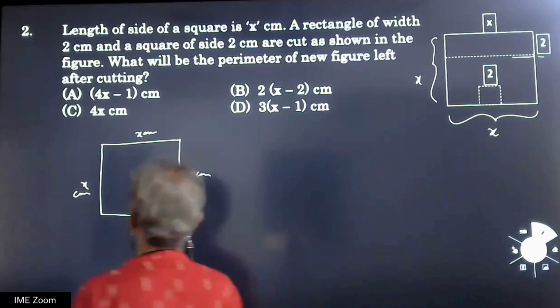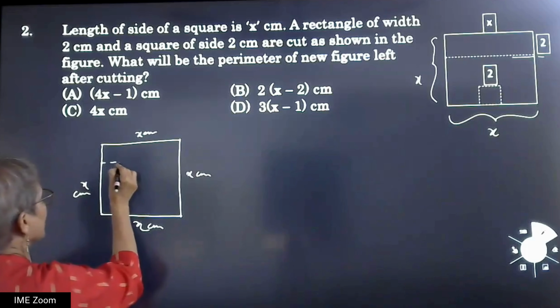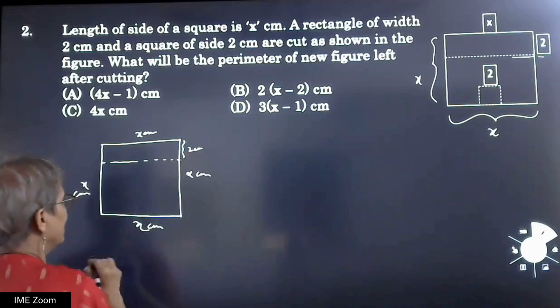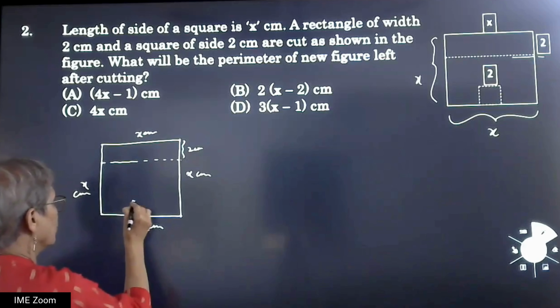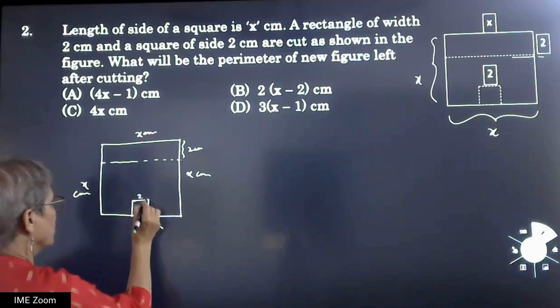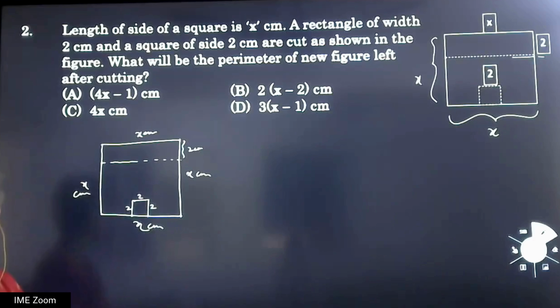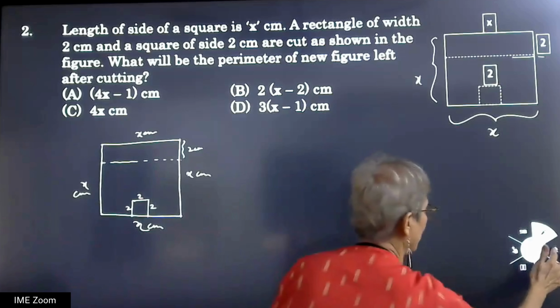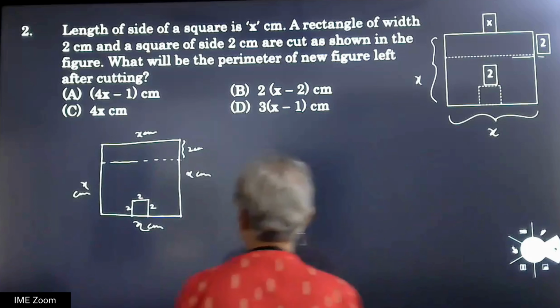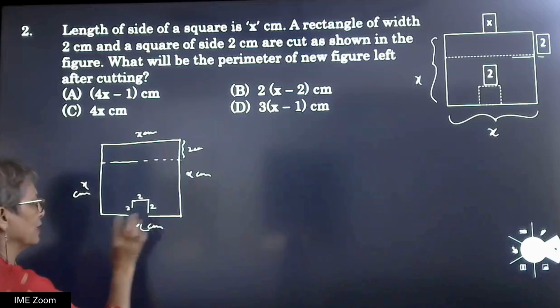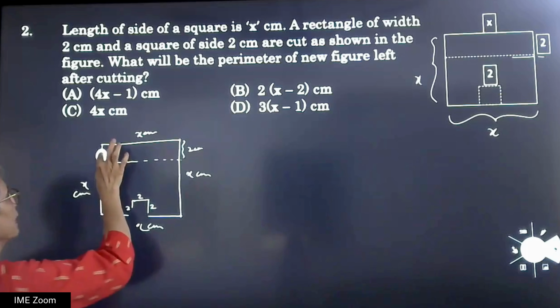So let us do like this. This is cut 2 centimeters, right? And here it is 2, 2, 2. 2 centimeter, 2 centimeter, 2 centimeter. This much part is cut. Okay, so now cut means what we are going to do? We will remove this part. This much portion is cut, so let us remove only this much and this part.